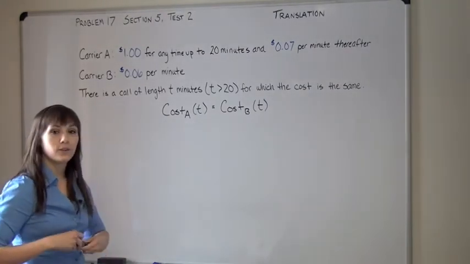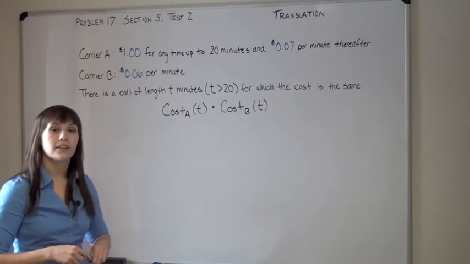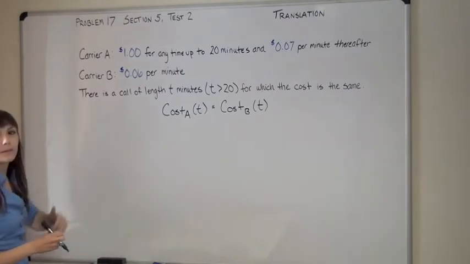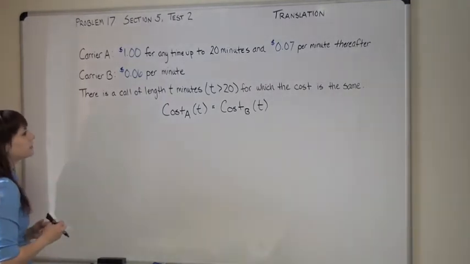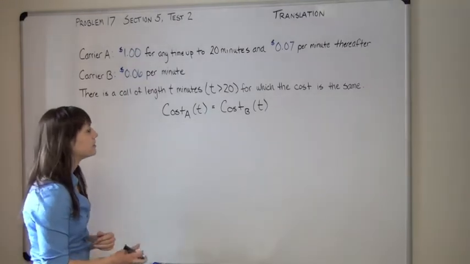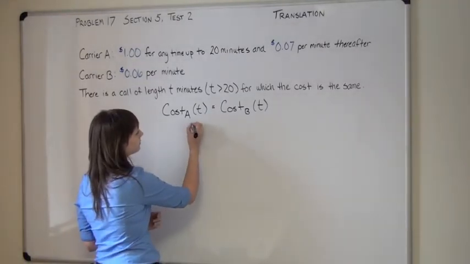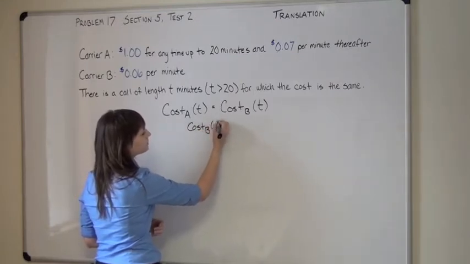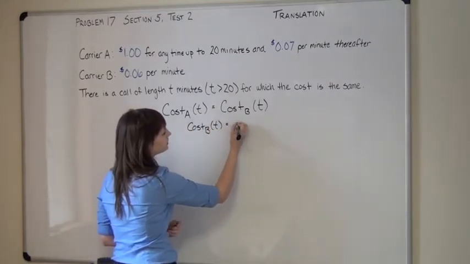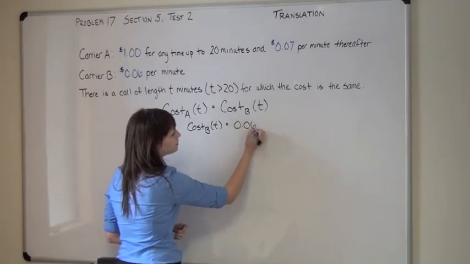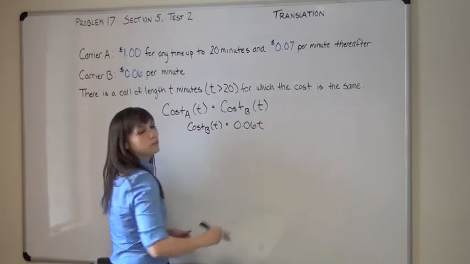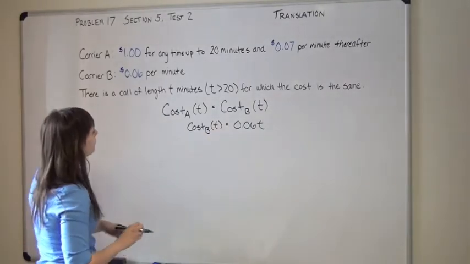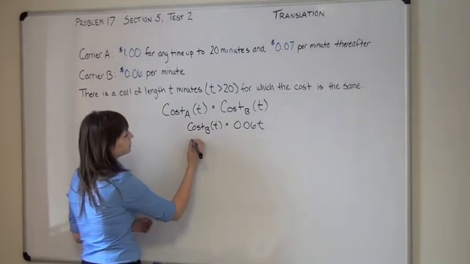So, we need to find a way to write the cost of a call on each of these carriers in terms of time. So, let's start with carrier B because that's a little bit simpler. Carrier B is a flat rate of 6 cents per minute. So if we want to find the cost of a call on carrier B as a function of time, well, that's just 6 cents per minute times t, where t is the time in minutes. So, not too bad. Now we want to find the cost of a call on carrier A as a function of time.